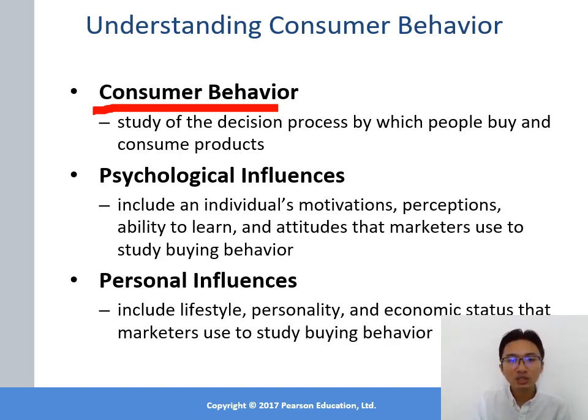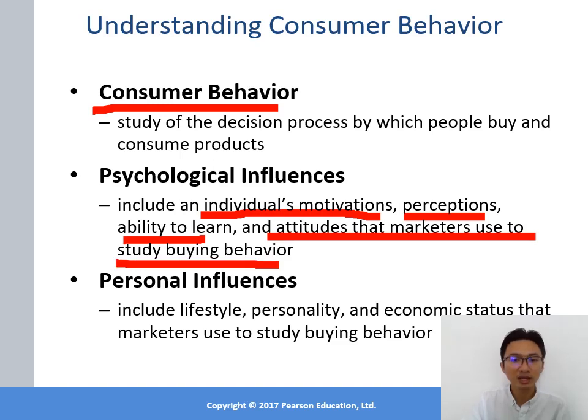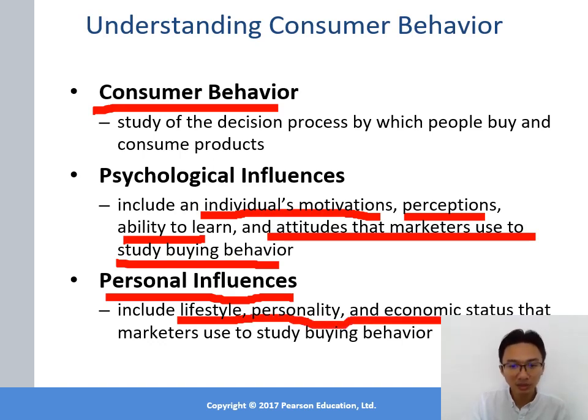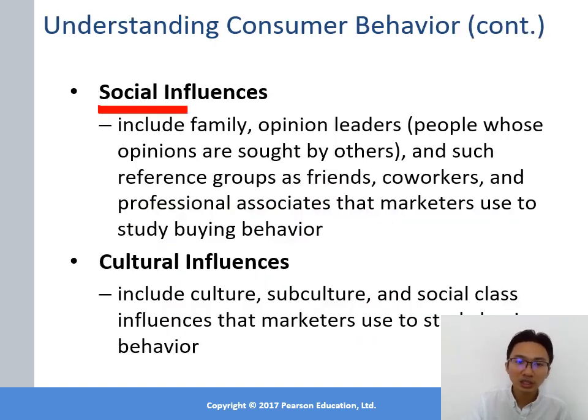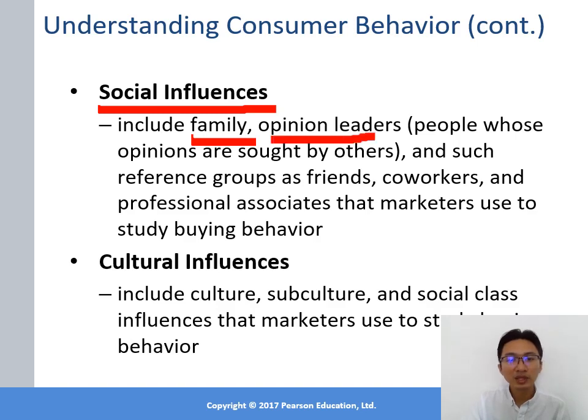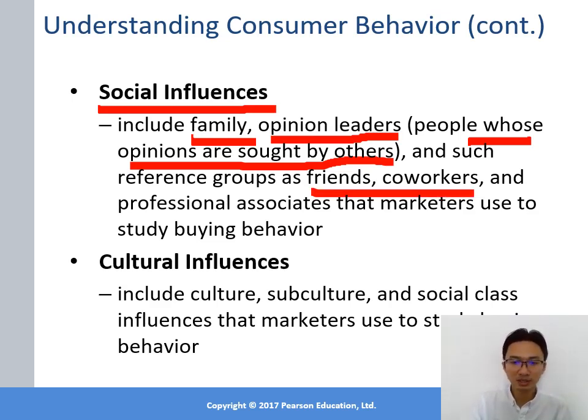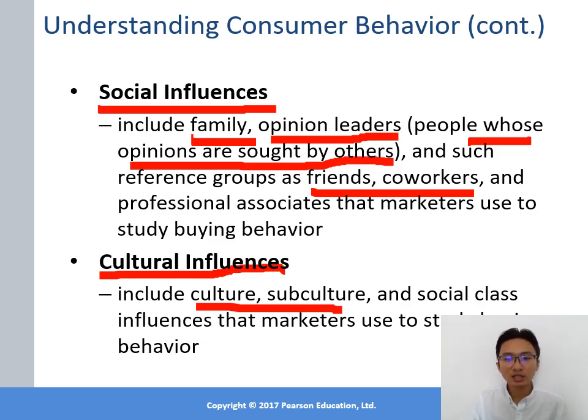Psychological influences include the individual motivations, perceptions, ability to learn, and attitudes that marketers use to study buying behavior. When we talk about personal influences, it includes our lifestyle, our personality, and also our economic status, which will then affect our buying behavior. When we talk about social influences, it includes our family, opinion leaders, people whom we normally ask for their opinion, and maybe our friends, co-workers. These are all people that influence our purchasing decisions. And lastly, cultural influences. Our culture, our subculture, our social class, they all influence our purchasing decisions. Why we buy certain products, not the other products.